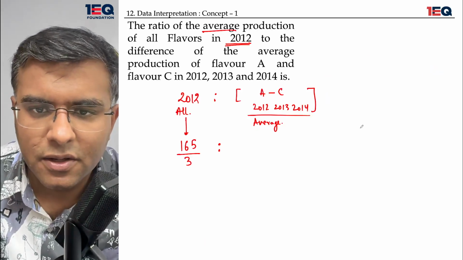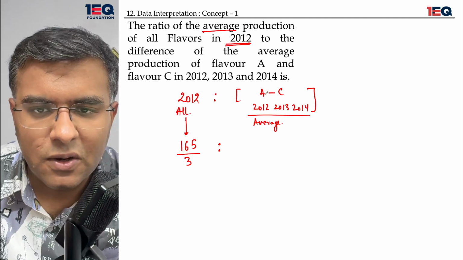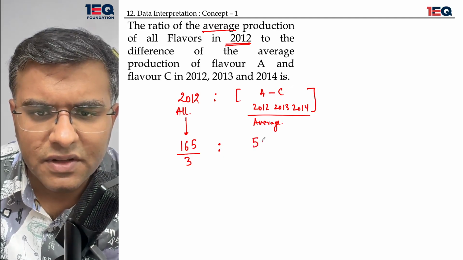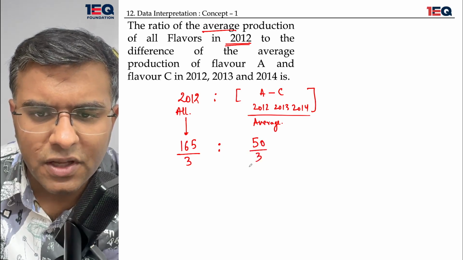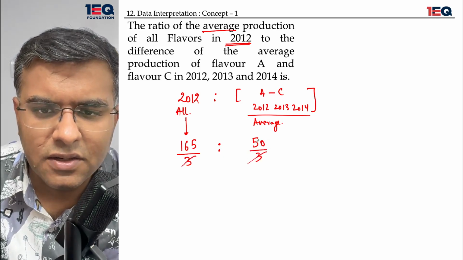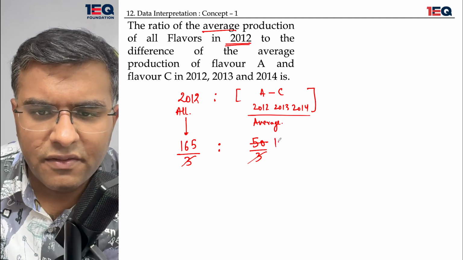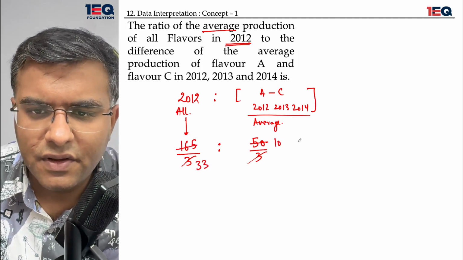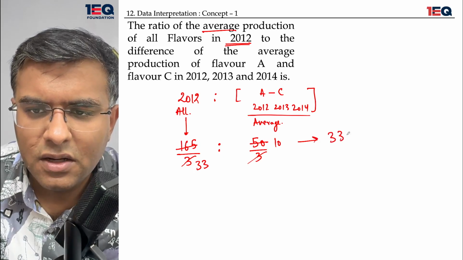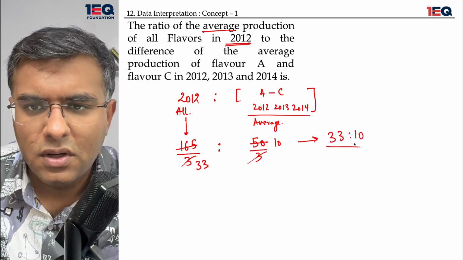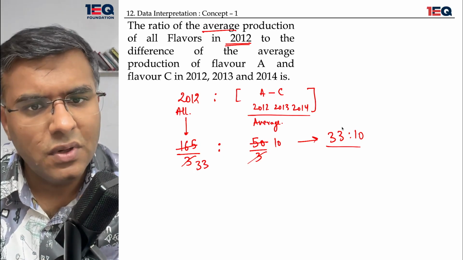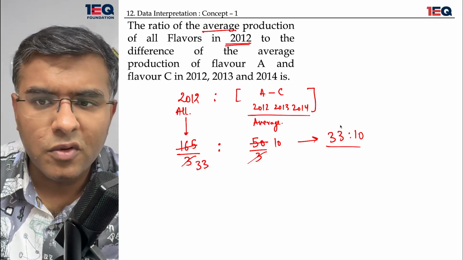I'll apply it here. The average was taken out, A minus C, or simply the difference, which I got as 50 upon 3. The 3 and the 3 get cancelled. 5 tens are 50, 5 threes are 15. So my final answer is nothing but 33 is to 10. Okay, moving on.